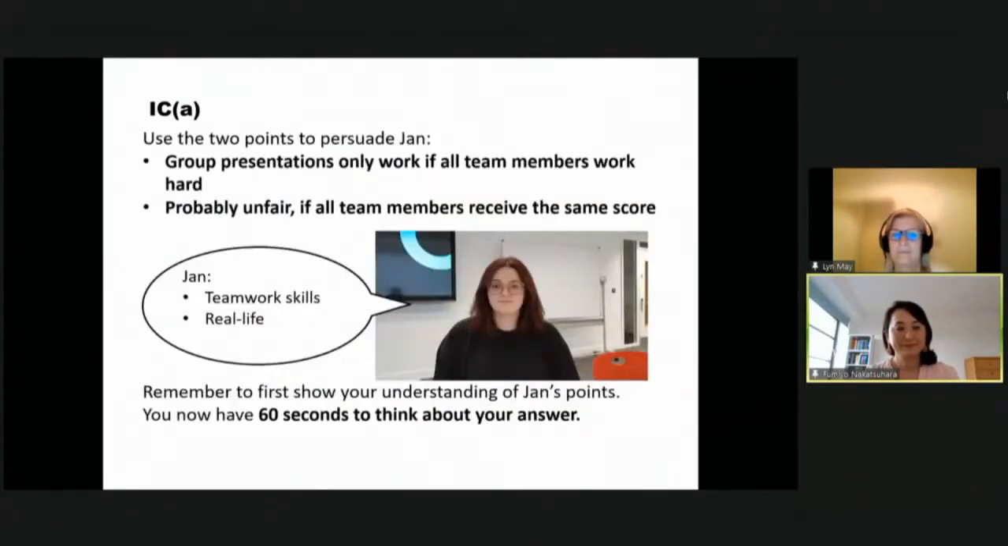In your talk, use the 2 points on the screen to persuade Jan to change her opinion. The 2 points that you're going to make are: group presentations only work if all team members work hard, and it is probably unfair if all team members receive the same score. Key words from Jan's points are also provided. Remember to first show your understanding of her points. You now have 60 seconds to think about your answer to Jan. Okay, so let's skip the preparation time.